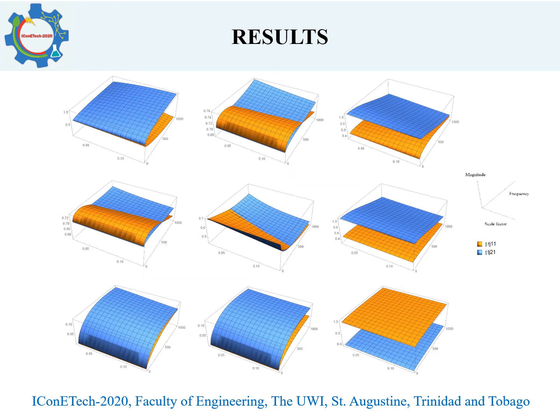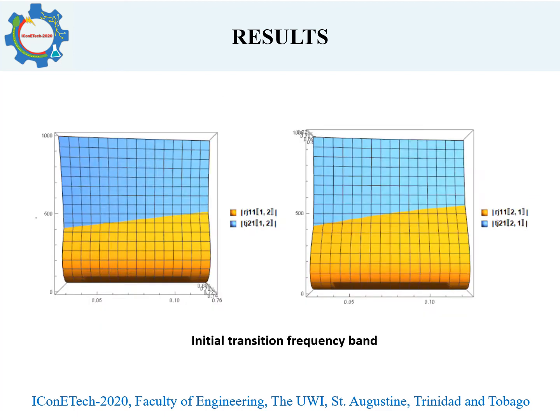The 3D surface plots you see here are the individual components of the joint transmission matrix, shown in blue, and the joint reflection matrix, shown in orange. When examining the components of the matrices, it was noted that there existed a transition band across the bending waves. The initial transition frequency is increased by the scaling factor, that is the size of the joint, and shows that the transmission of the bending vibration becomes much larger than reflected after a certain frequency.